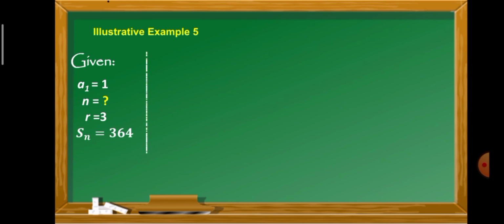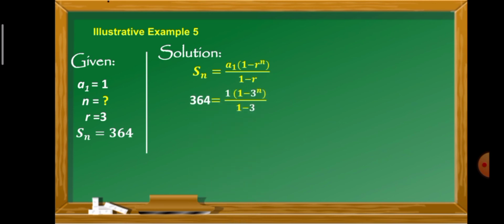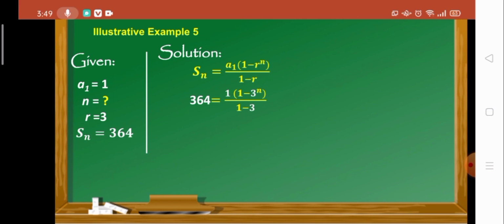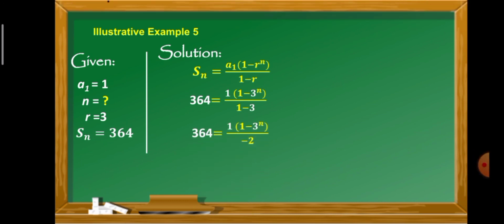Okay? So, ito ang solution. Copy the formula. Then substitute all the given values. So we have 364 is equal to 1 times 1 minus 3 raised to n all over 1 minus 3. So this time, unahin natin yung 1 minus 3. So 1 minus 3 is negative 2. Then multiply natin both sides by negative 2, para ma-eliminate natin yung negative 2 na nasa baba. Then comparehin na lang natin yung 1 times 1 minus 3 raised to n. Tapos i-multiply natin yung nasa kabilang side. We have negative 2 times 364 is equal to negative 728.